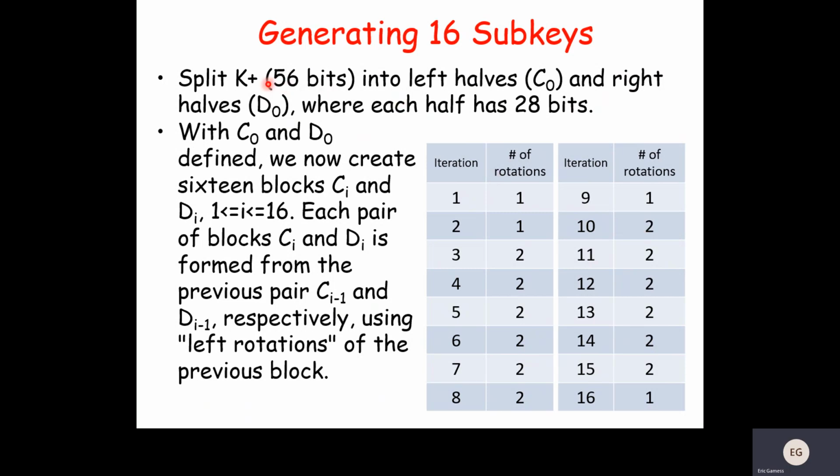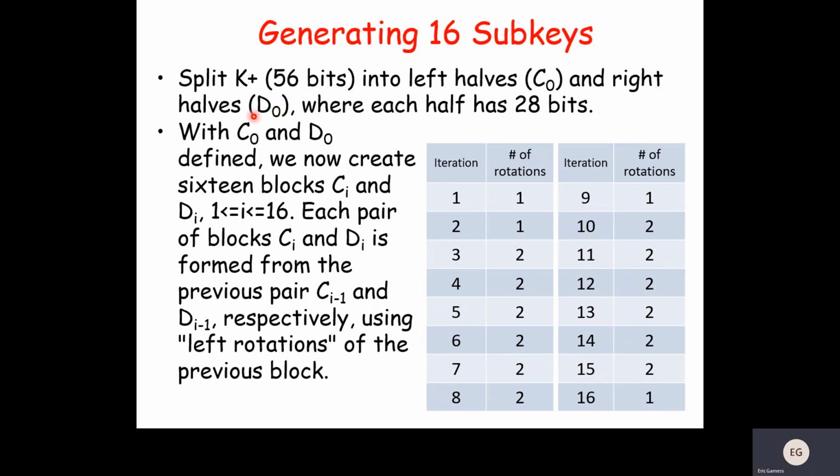So from K plus, we are going to compute the first subkey. So what we are going to do is to divide this 56 bits into half. So the left part will be called C sub 0, and the right part will be called D sub 0.